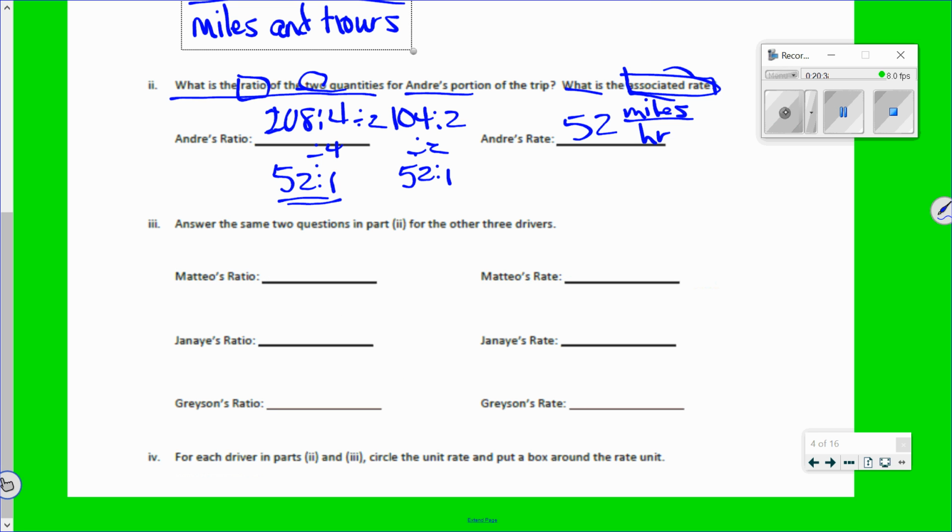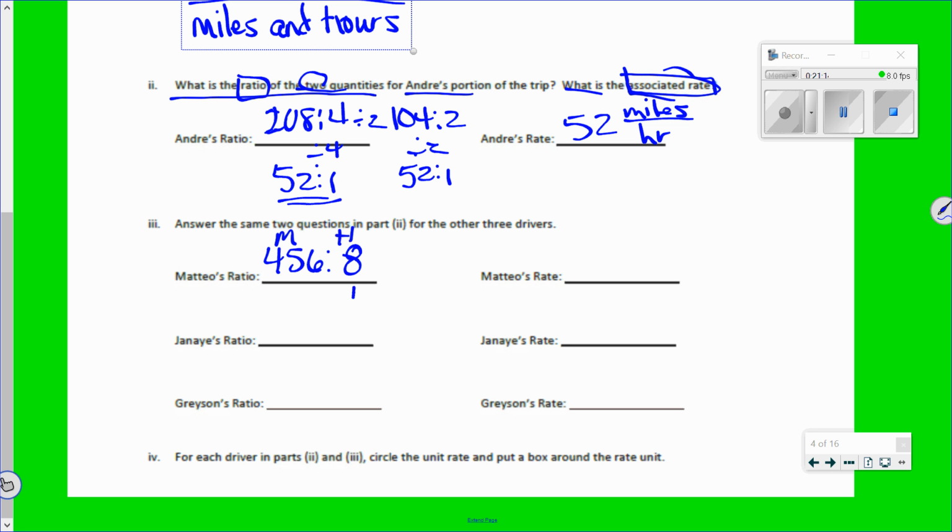Keep mine on. All right, what was Mateo's ratio from the table? Yes, 456 to 8. And what does the 456 represent? The miles. And the 8 represents the hours. So we are looking for Mateo's rate. When we're talking about rate, we're looking for how far they went in how many hours?